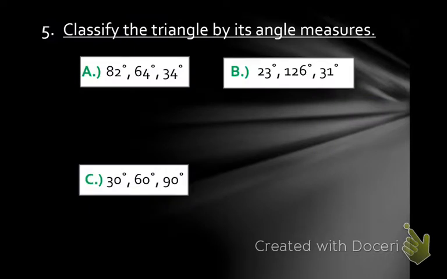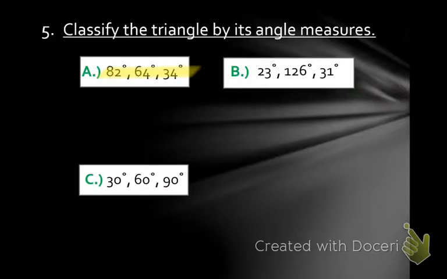Okay, so basically what we're going to do is try to classify what these triangles would be, whether they would be acute, right, or obtuse. So let's look at the first one. The easiest thing to do is look for a 90-degree angle. Are there any 90-degree angles there? No, so we know, hands down, this is not a right triangle. So we have to decide, is it acute or is it obtuse?